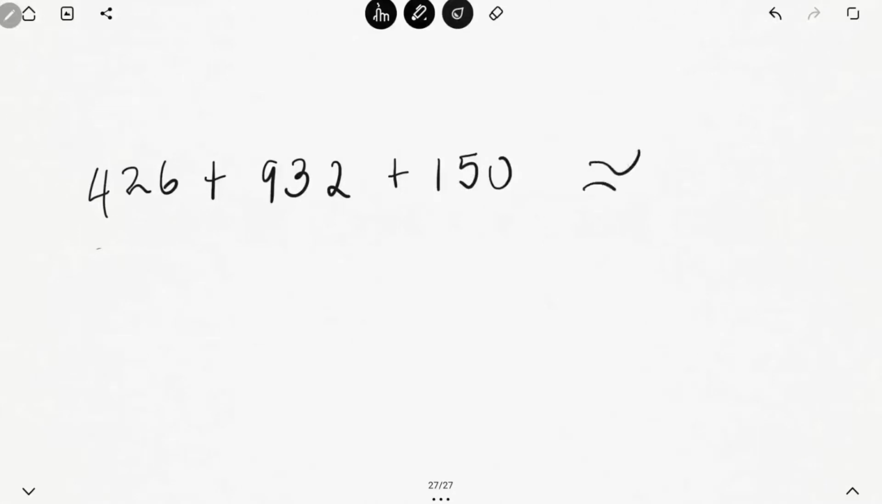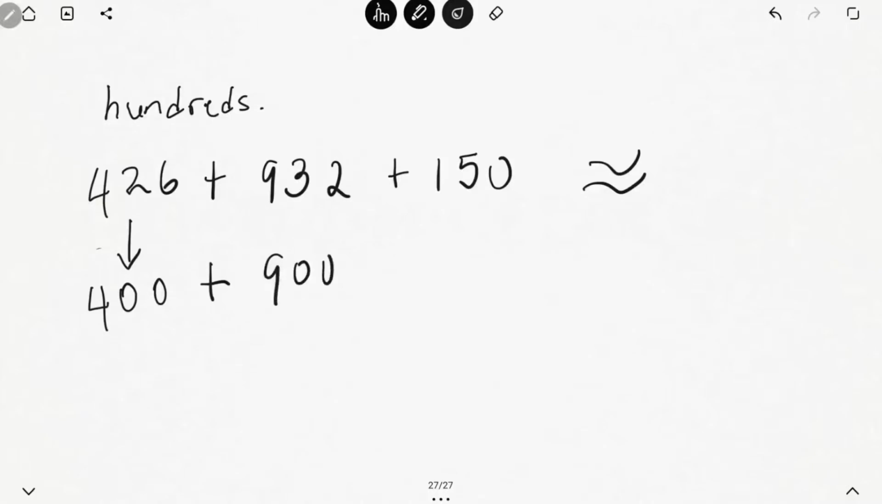Let's look at one addition question. Let's say we wanted to find out what's 426 plus 932 plus 150. What's the approximate value of that? Based on everything I just told you, we have to decide what we're rounding to. We're going to round everything off to the nearest hundreds. What's the nearest hundreds to 426? You can shout it out if you know it. It would be 400. What's the nearest hundred to 932? Again, shout it out if you know it.